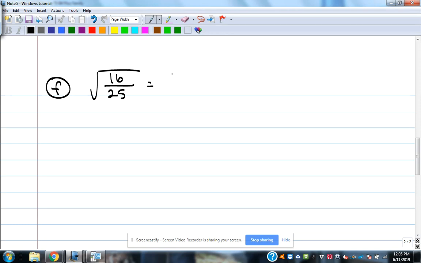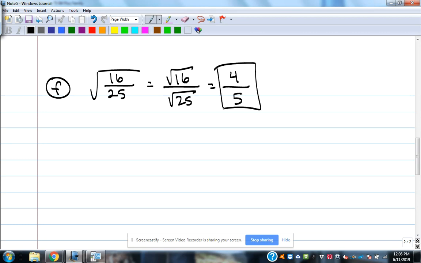The way to do that is to split it apart. We happen to know the square root of 16 is 4, and we happen to know the square root of 25 is 5. Much easier to think about it in that way instead of thinking about it in terms of a fraction. So just split it apart and then do your simplifying.